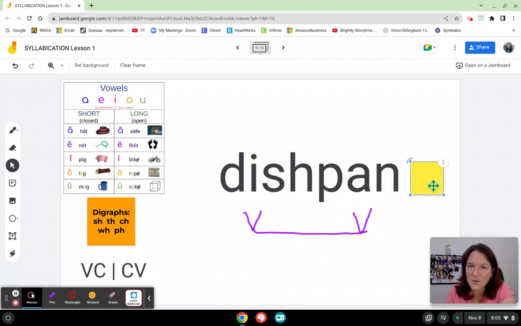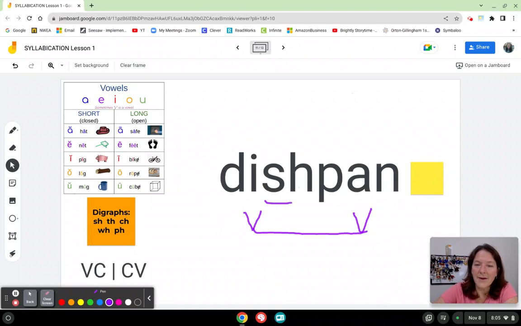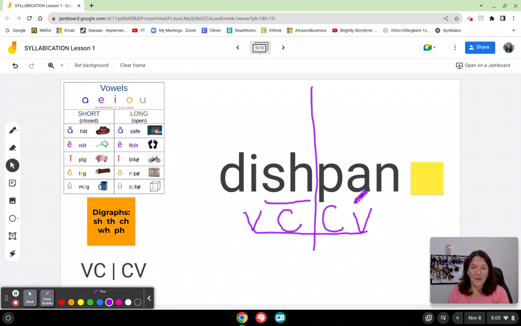So what I do, I see that this word has a digraph in it. So I'm going to underline my digraph because I never ever split a digraph. Never divide a digraph. That digraph gets 1 C because it makes 1 sound. And then the P gets the other C, the other consonant, and then I can see right there where to split it. And so then I can see it says dish pan. So when we have digraphs, they go together.